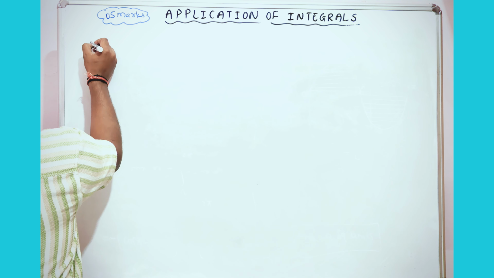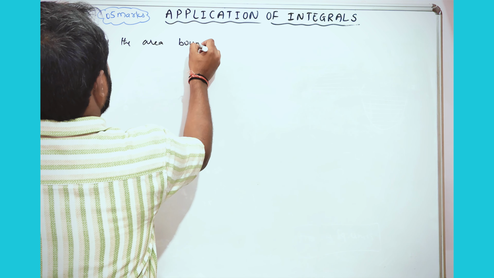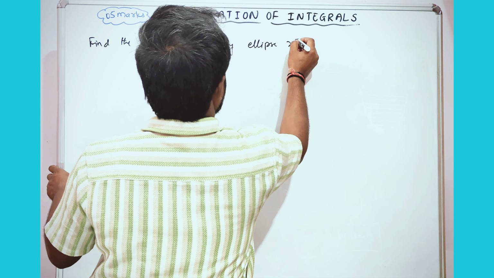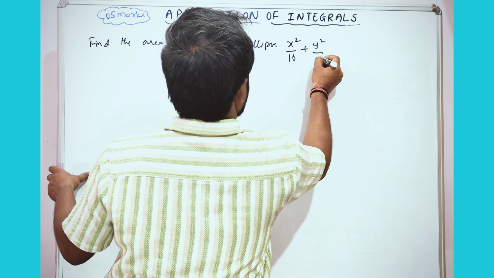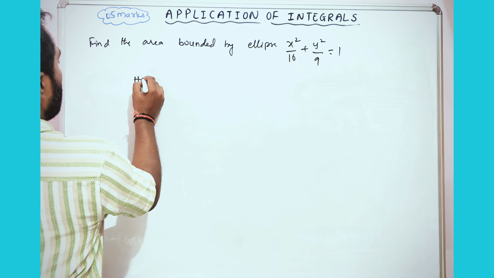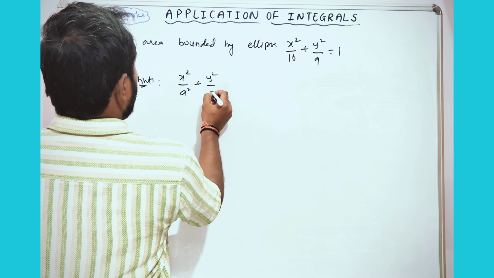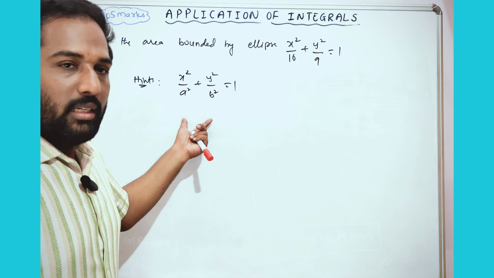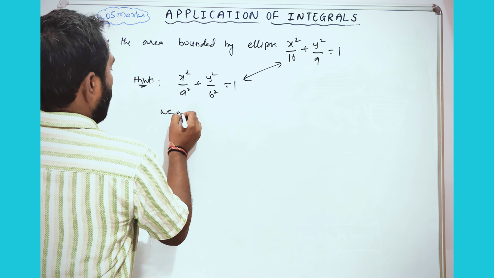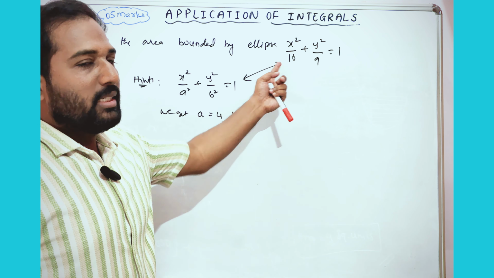The example is: find the area bounded by the ellipse x square by 16 plus y square by 9 is equal to 1. So the hints are: x square by a square plus y square by b square is equal to 1. This is the equation of an ellipse. Compare these two. What we get: a is equal to 4, b is equal to 3, because a square is 16, in the sense a is 4.